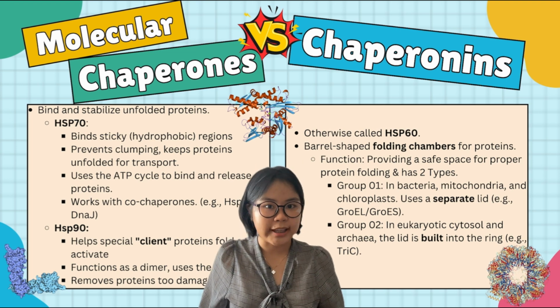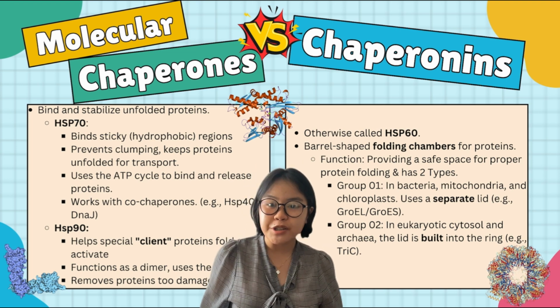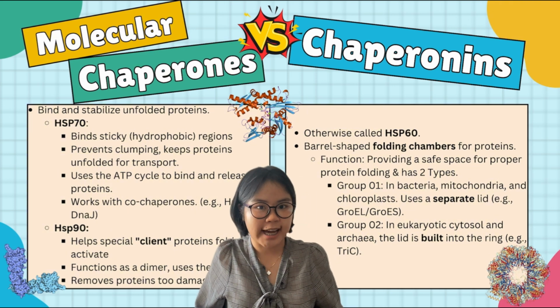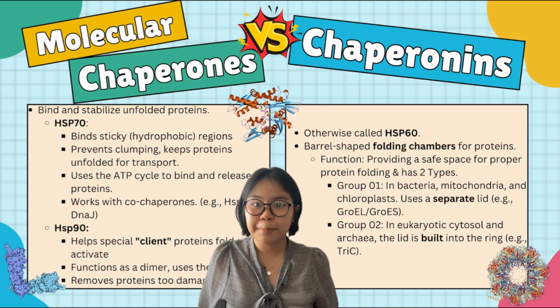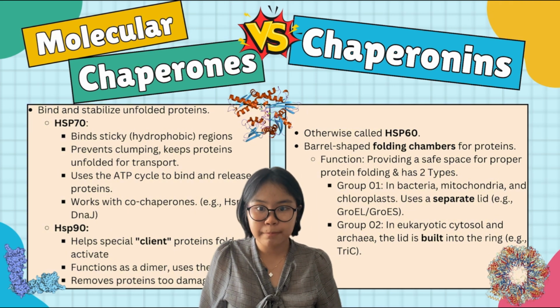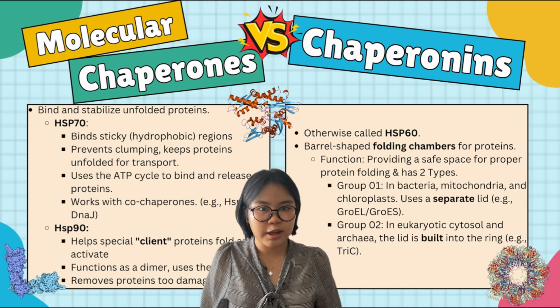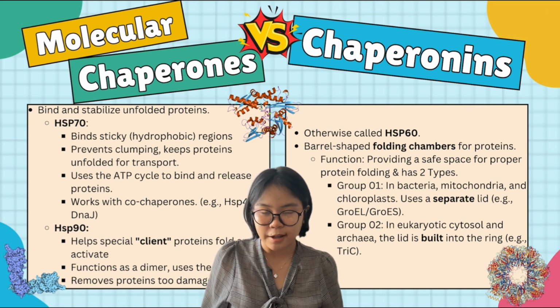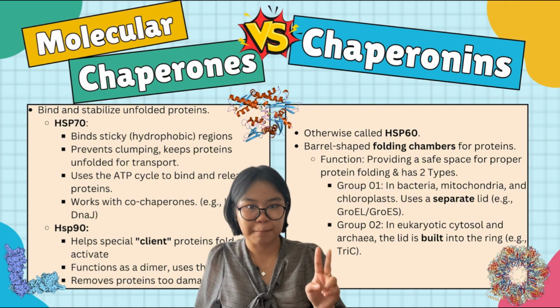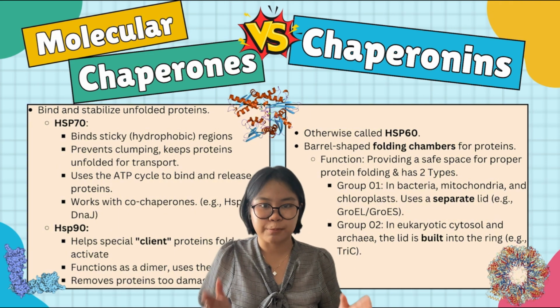Chaperonins, also known as HSP60, are special helper proteins that act like tiny folding rooms. When a protein is unfolded and needs help, it enters this barrel-shaped chamber to fold safely without sticking to other proteins. There are two main types of chaperonins, Group 1 and Group 2.